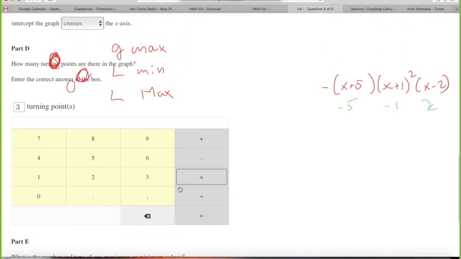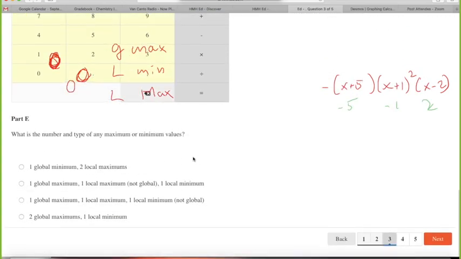Cool. So let's throw those into our answers here. We've got 2 local maximums. That's wrong. 1 global maximum. That's wrong. Wait, what? 1 global maximum, 1 local minimum. Not global seems weird to add in there, but whatever.